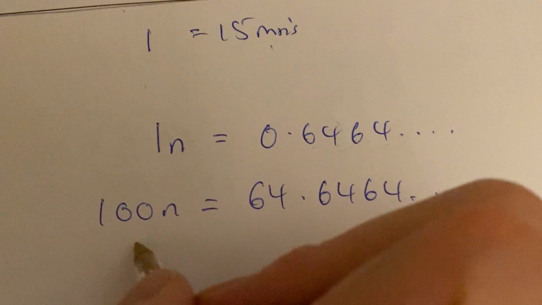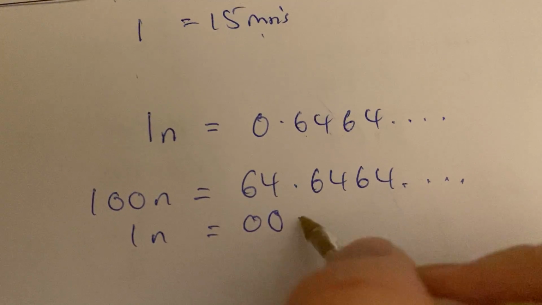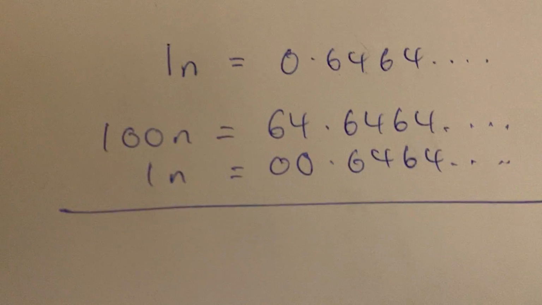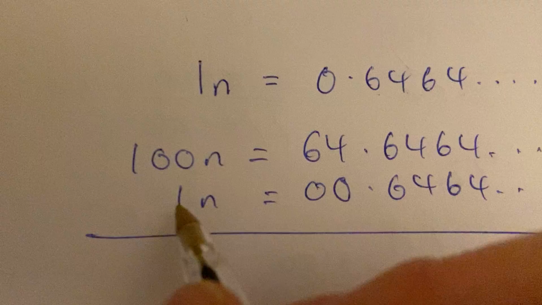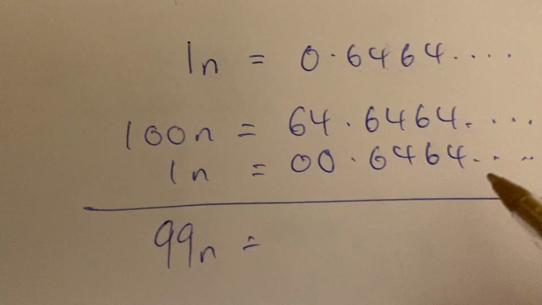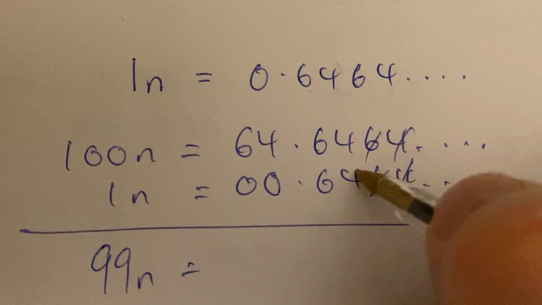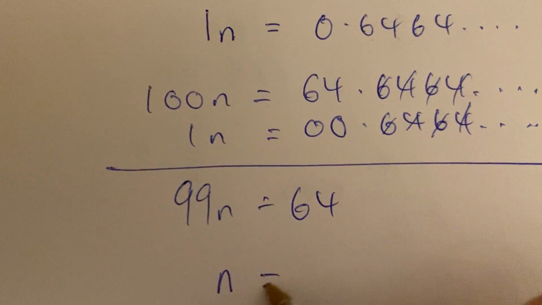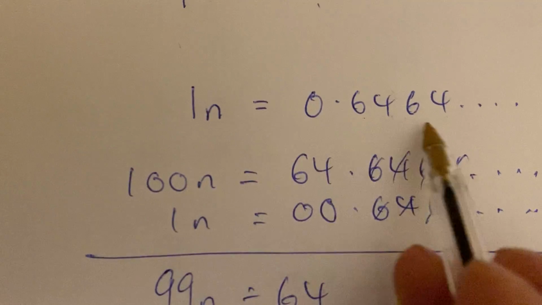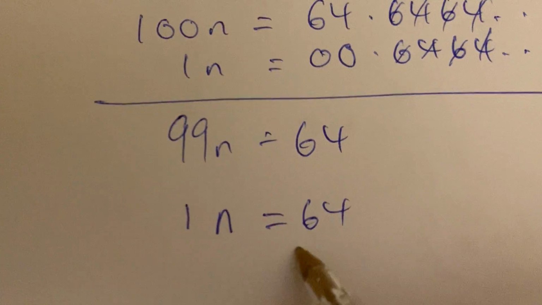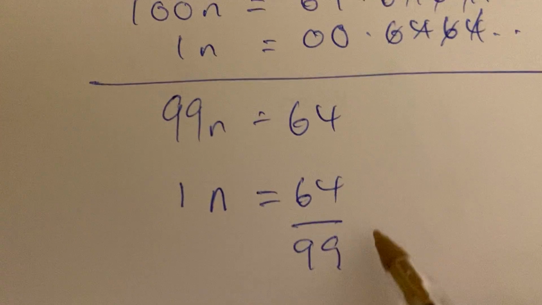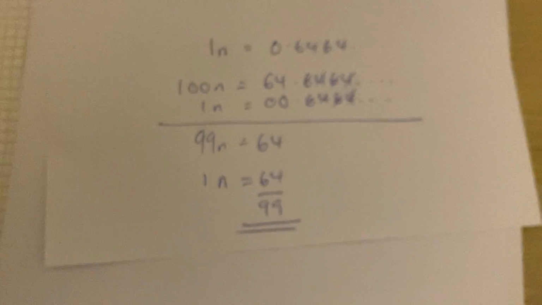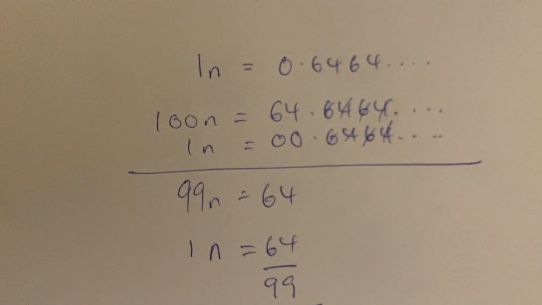Now look what I can do. If I put 1n underneath that, now watch what I can do. If I take away 1n from 100n, I'm left with 99n. And look how amazing, this cancels out like this, boom, boom, boom, and I'm just left with 64. So therefore, instead of writing 1n, I can write it as 64 over 99. And then I've got to think, can I cancel it down? No, I can't. And that's how you do that. Really nice question. Okay, hope that helps. See you next lesson.